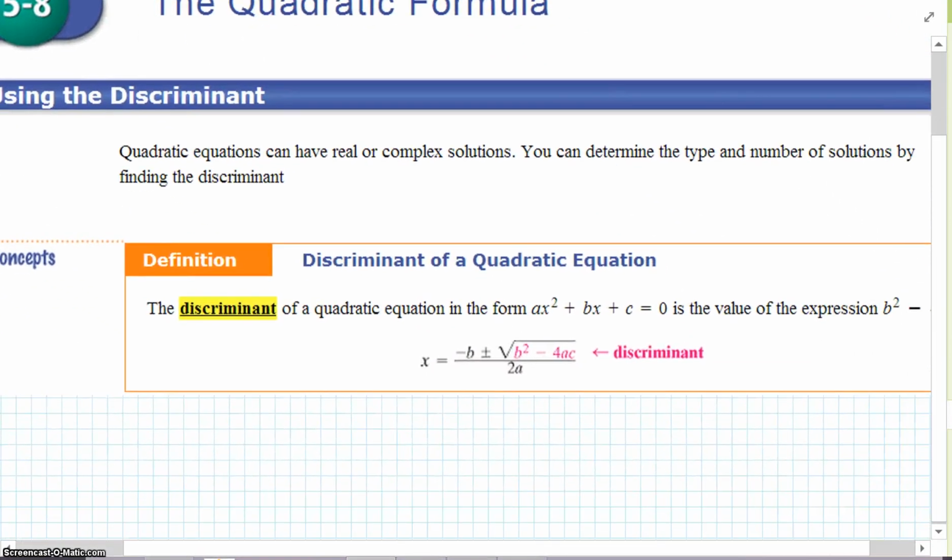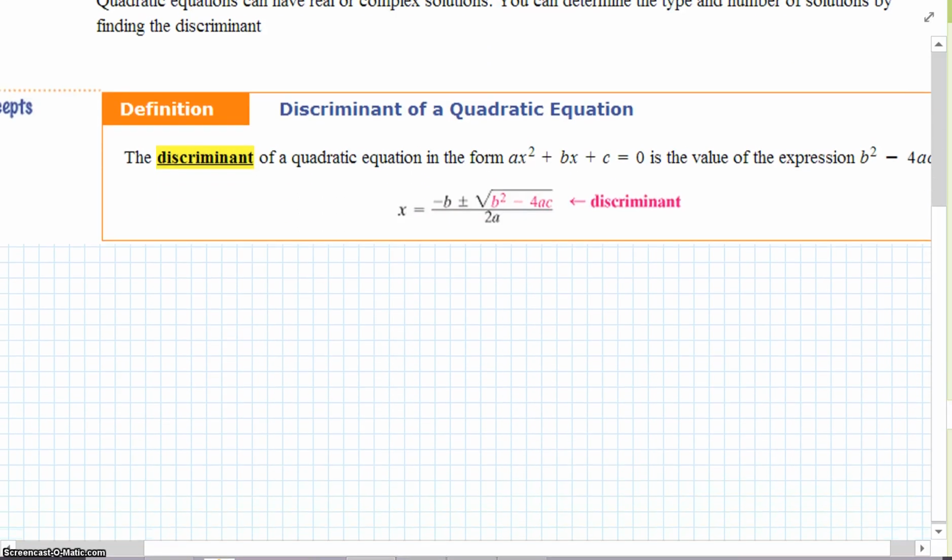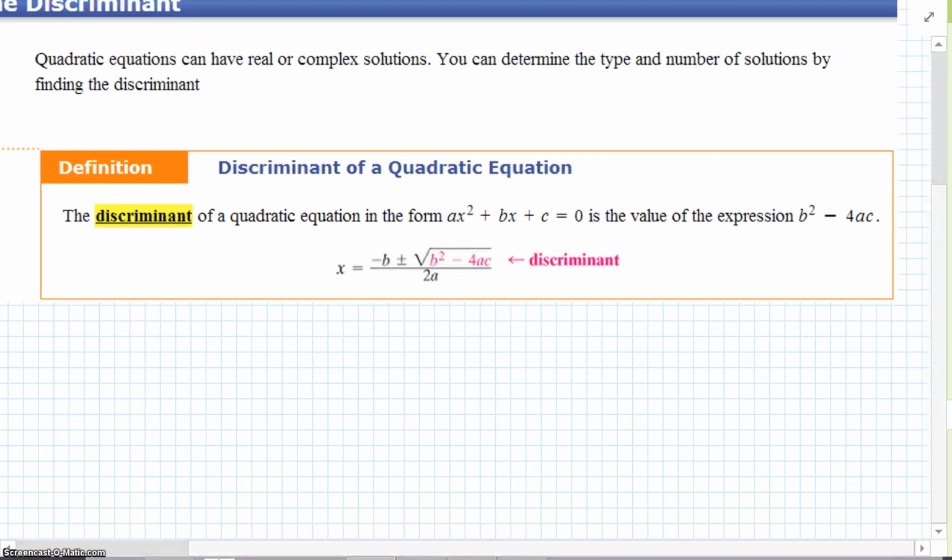Now, the last part of this lesson should be the easiest part. Quadratic equations can have real solutions or complex solutions. You can determine the type and number by finding the discriminant. Remember, we talked about quadratics to a power of 2, so there's a possible of up to 2 solutions. All right, the discriminant, the thing underneath the radical sign, b squared minus 4ac, tells us a lot about the quadratic. So the discriminant is b squared minus 4ac. Don't forget that.